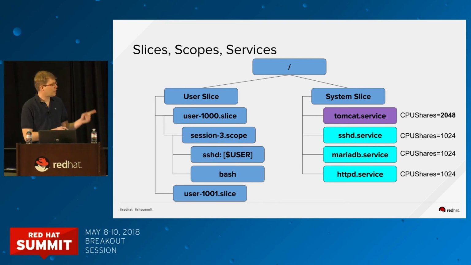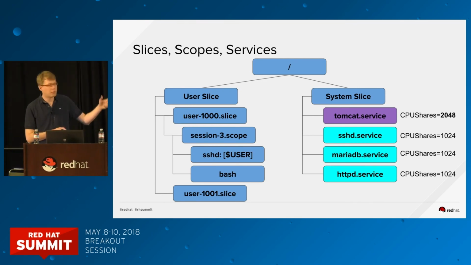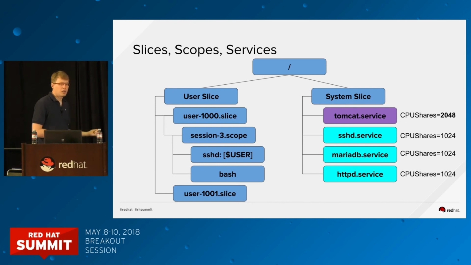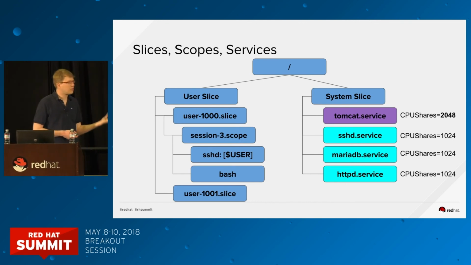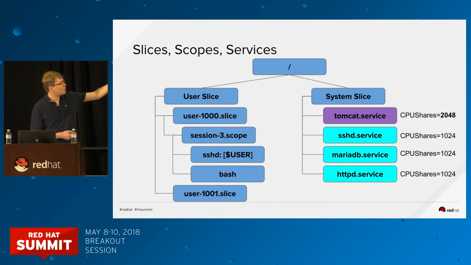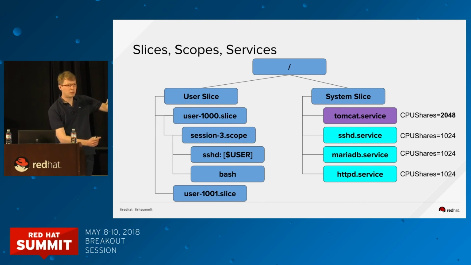CPU shares is a property that you can set on this specific service, but you can also set it on the slice as a whole. So if you, for example, want to make sure that the user slice always gets enough resources against the system, then you can set CPU shares on the user slice as a whole, and then everything that's below it, all the slices and the scopes and the services below it, can only redistribute among themselves the resources they got.